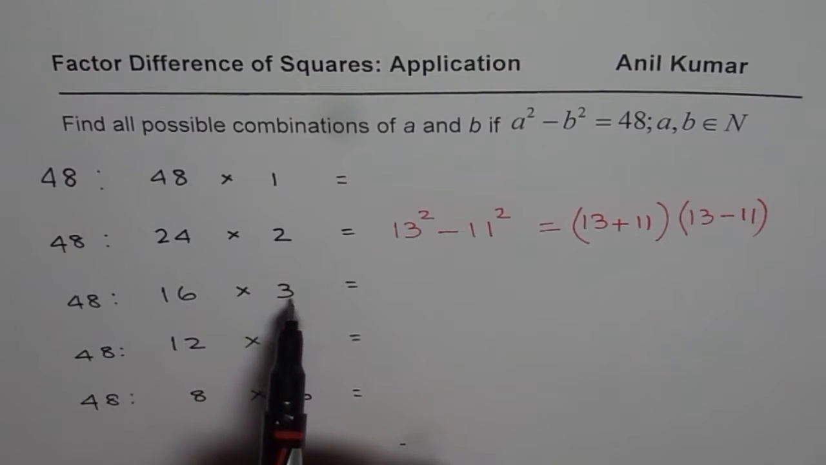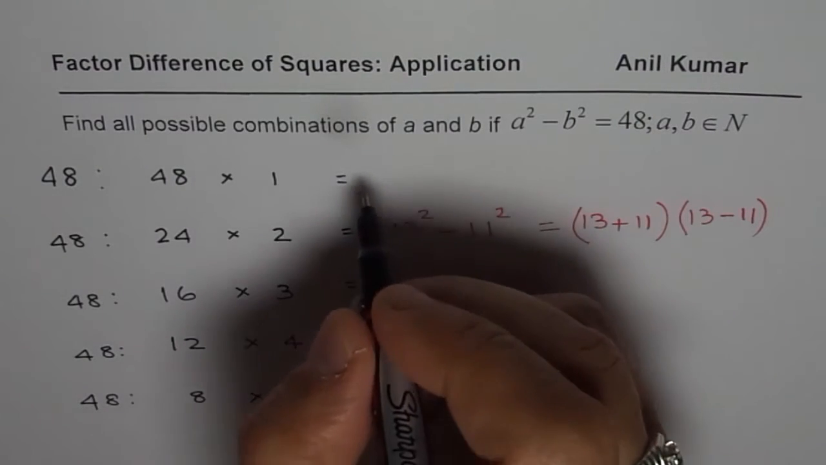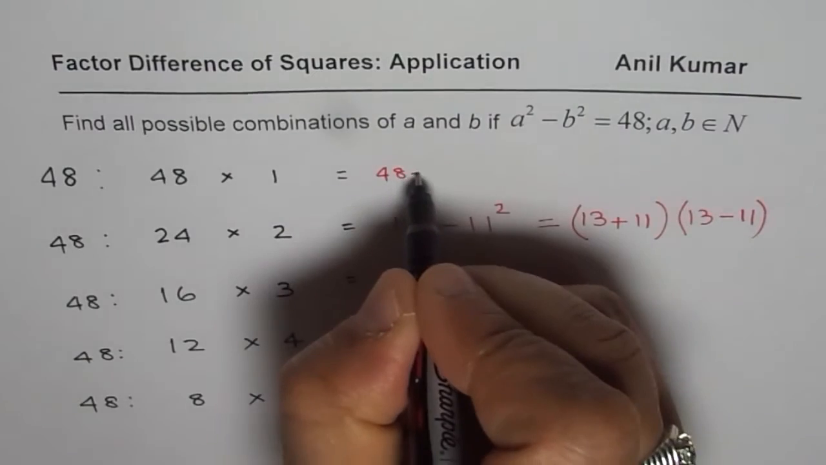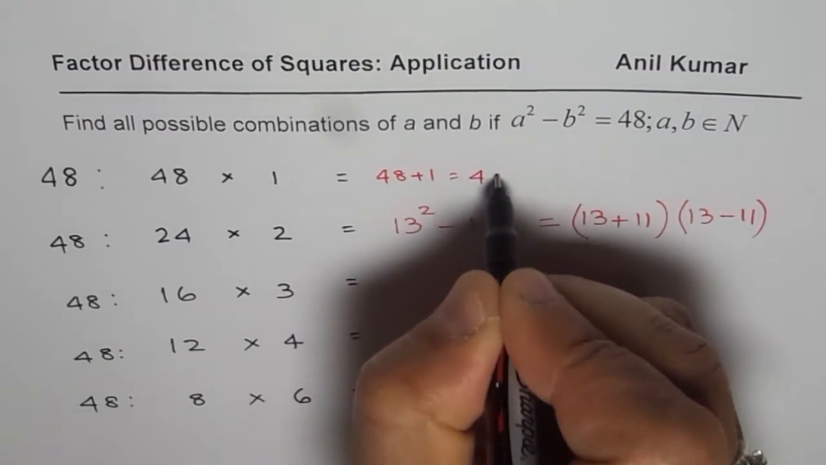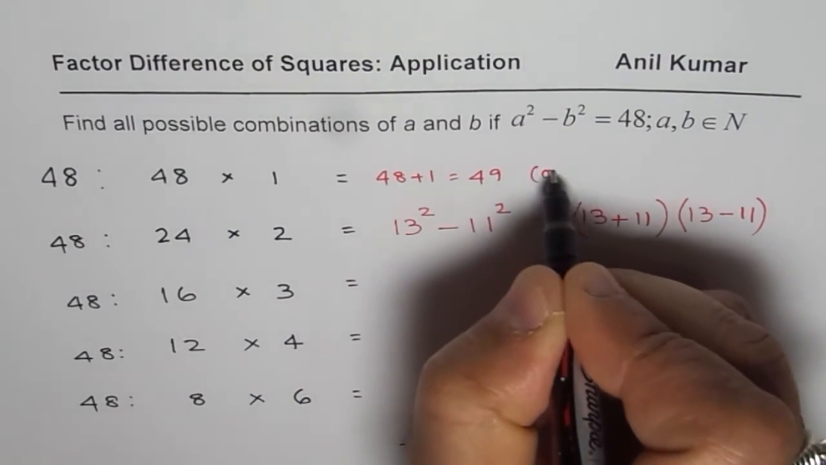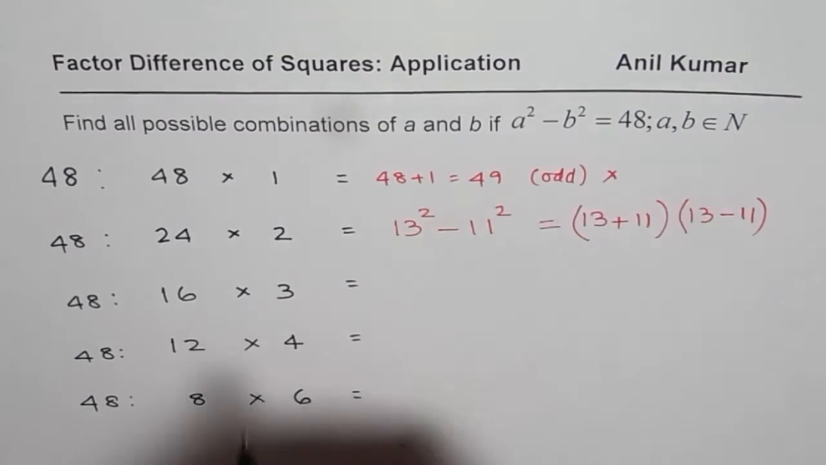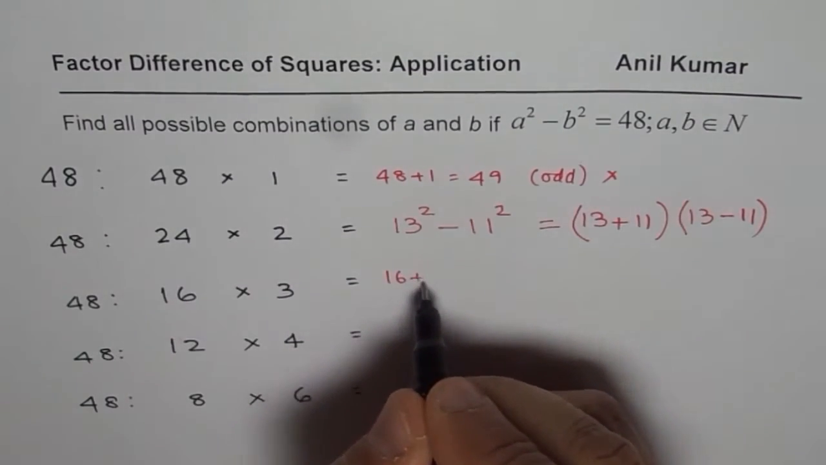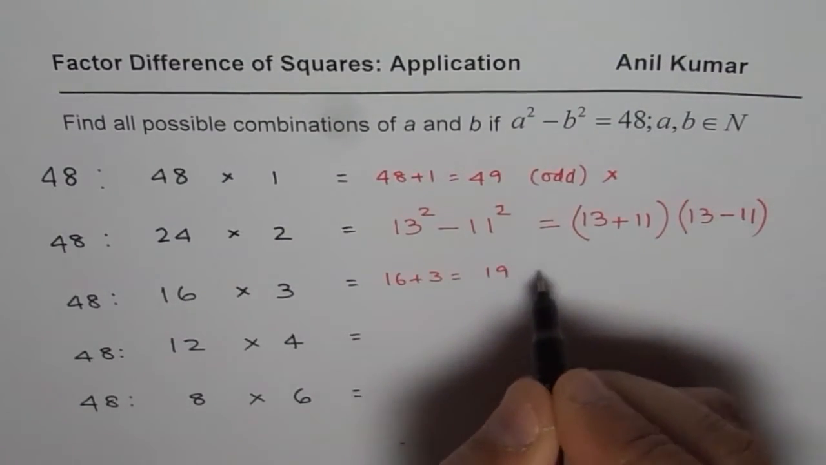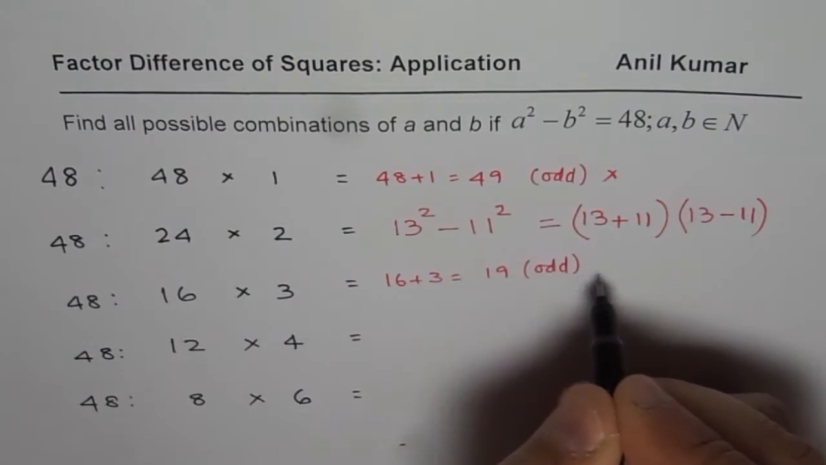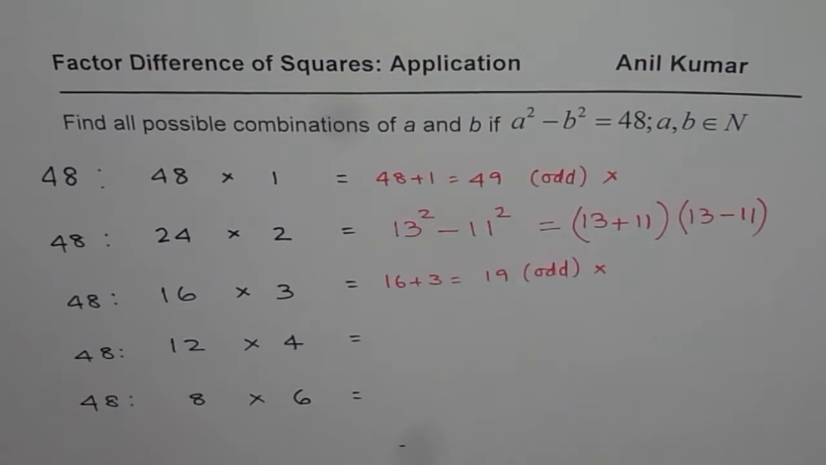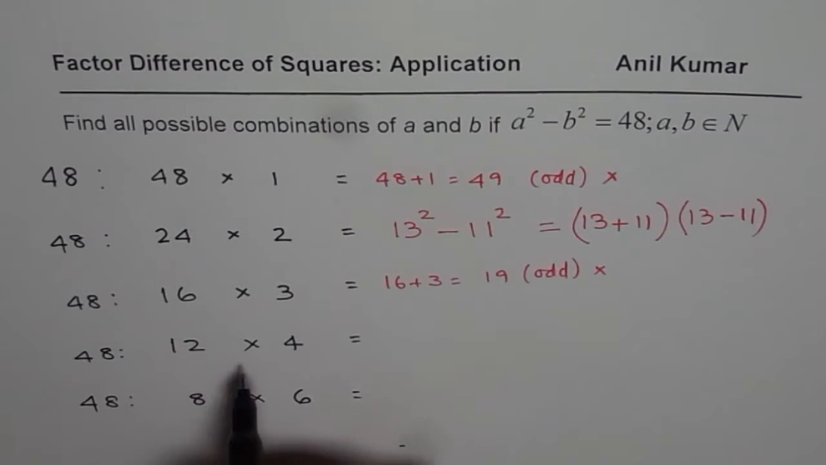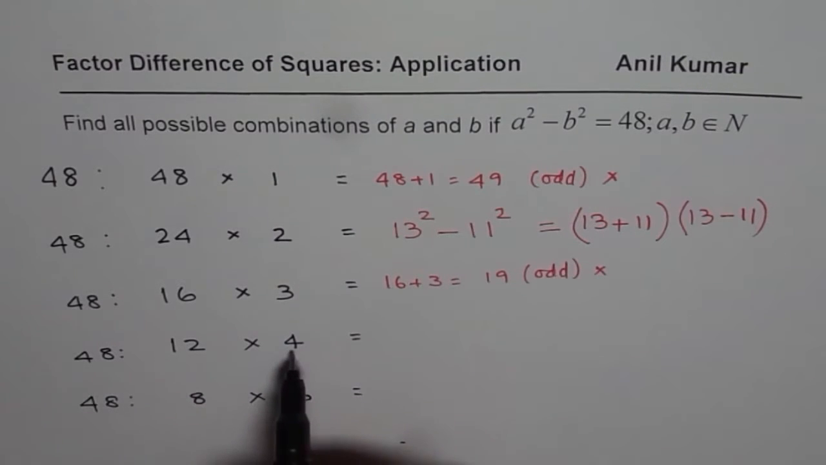16 plus 3 is odd. 48 plus 1 is 49, so that is odd, and we'll reject that. Here 16 plus 3 is 19. That is odd, so we'll reject this one also. We'll not get a combination. But let's try this one. 12 plus 4 is 16, right?